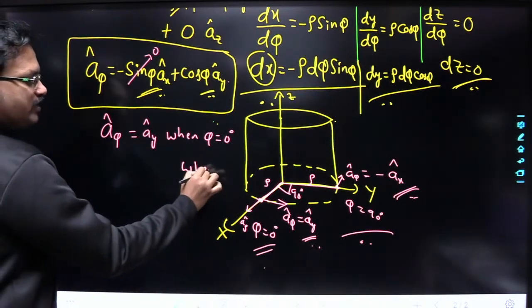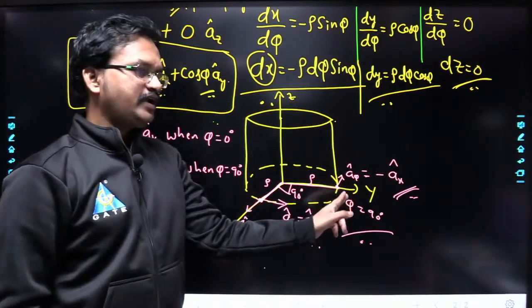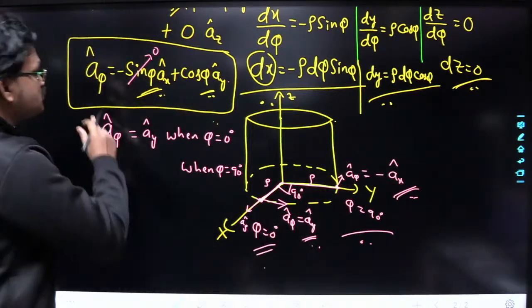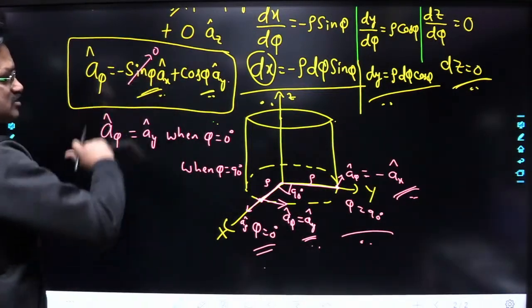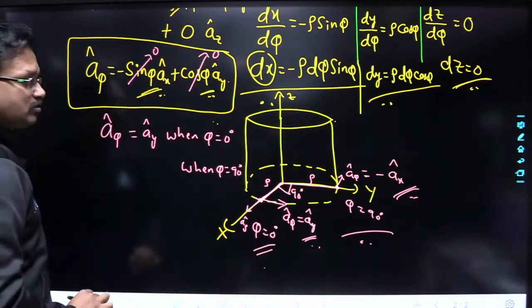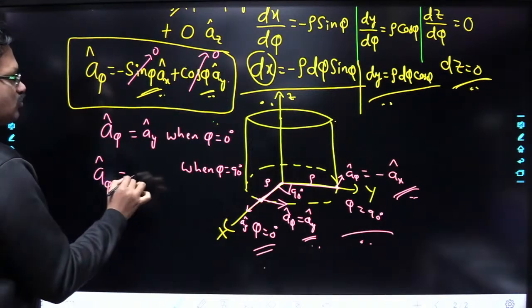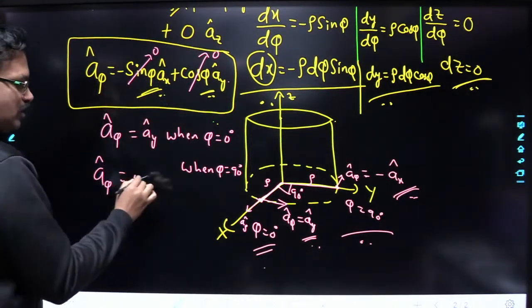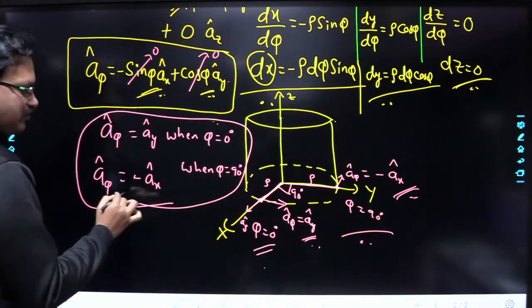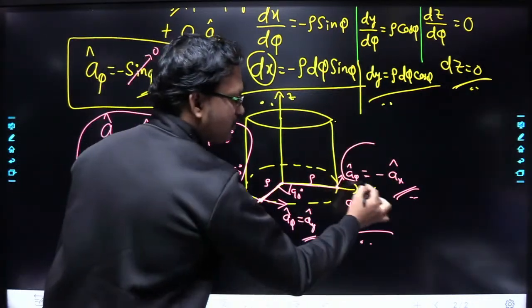Now put phi is equal to 90 degrees here. So when phi is equal to 90 degrees, a phi cap has to point into the board, that is in negative x direction. Understood? Now substitute here phi equal to 90 degrees in this expression. This term will go to 0. Understood? Sin 90 will become 1. So you will get a phi cap is equal to minus sin 90, which is 1, so minus ax cap. So a phi cap is pointing along which direction? Negative x direction when phi equal to 90. So the same thing we got here or not?